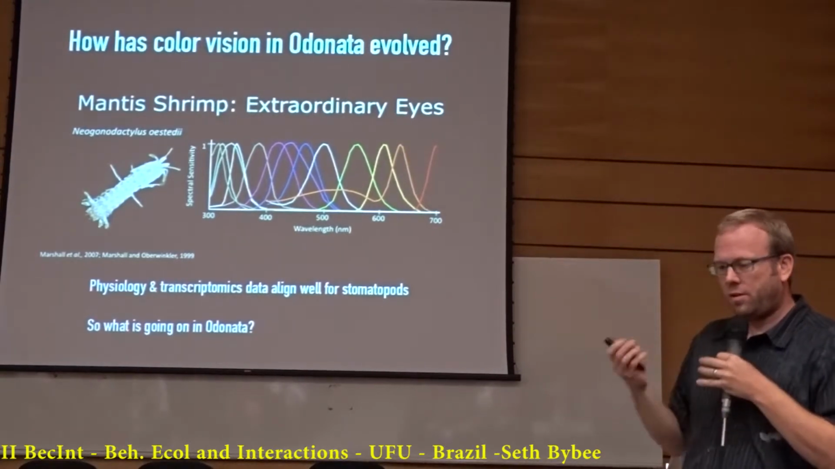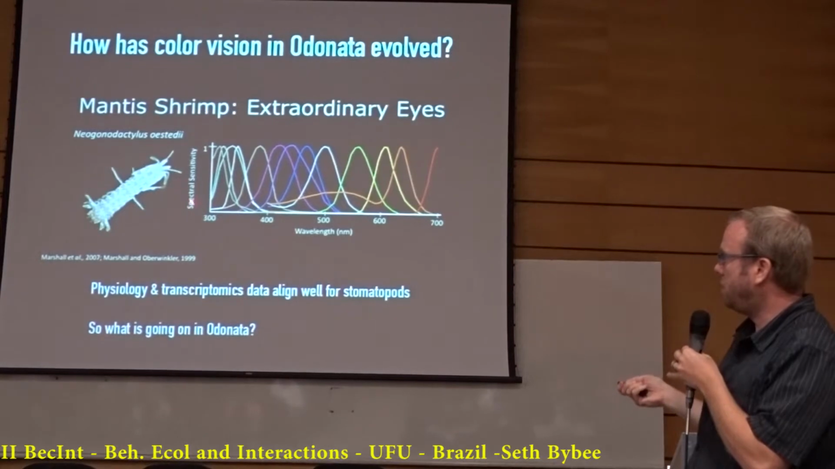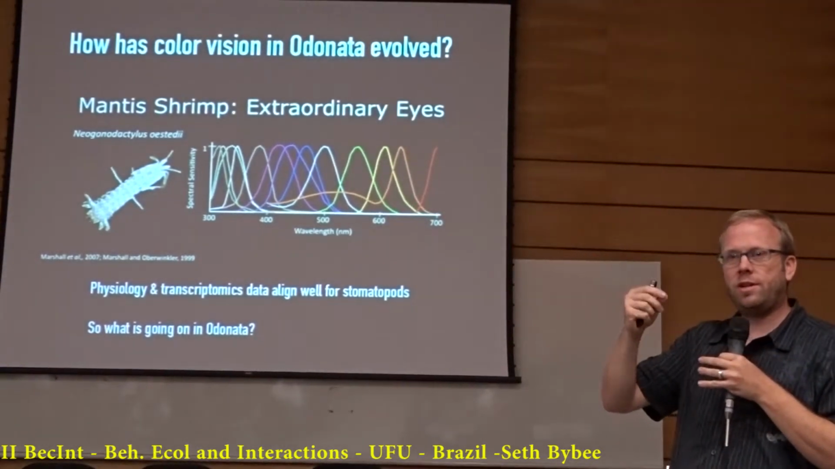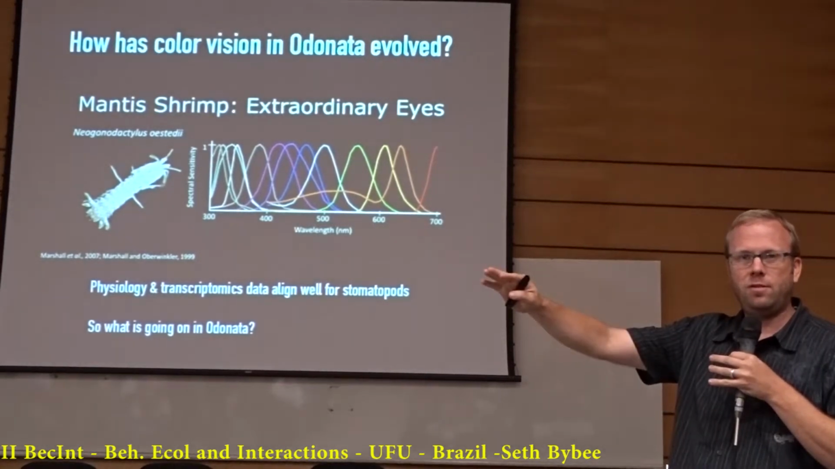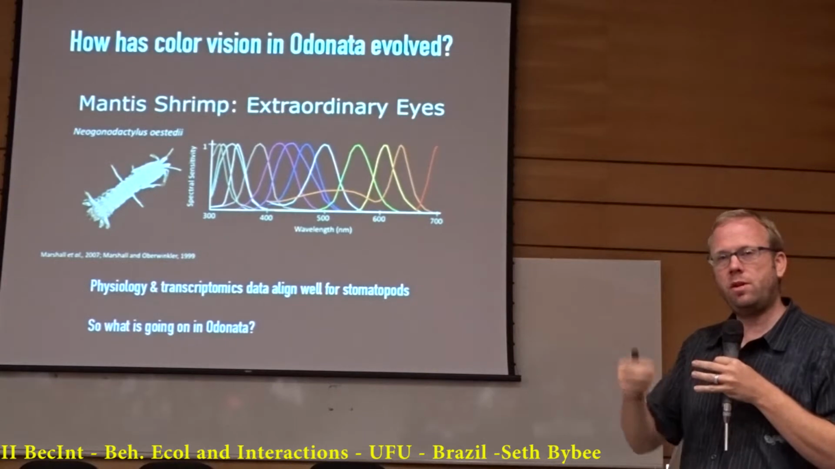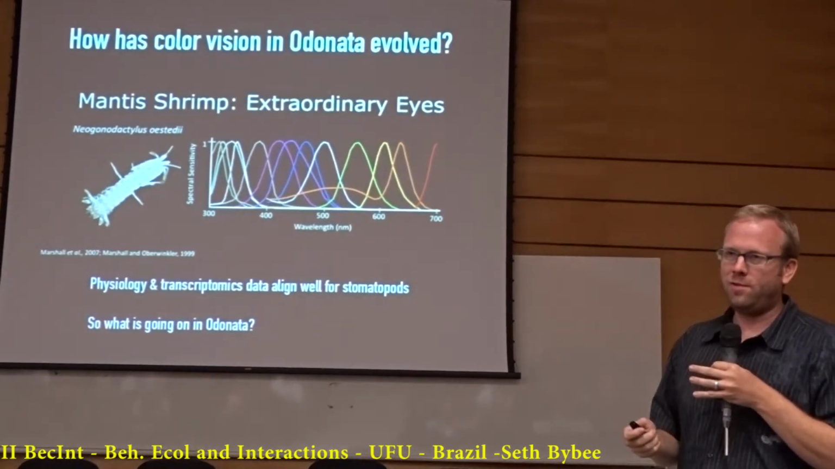And so we started to look around at other groups, and we looked at stomatopods, right? So stomatopods, they have a lot of opsins as well, but the physiological data aligns very well with that, right? If you look at the physiological data, people estimate they have anywhere from 15 to 20. When you do the sequencing, you find 15 to 20.